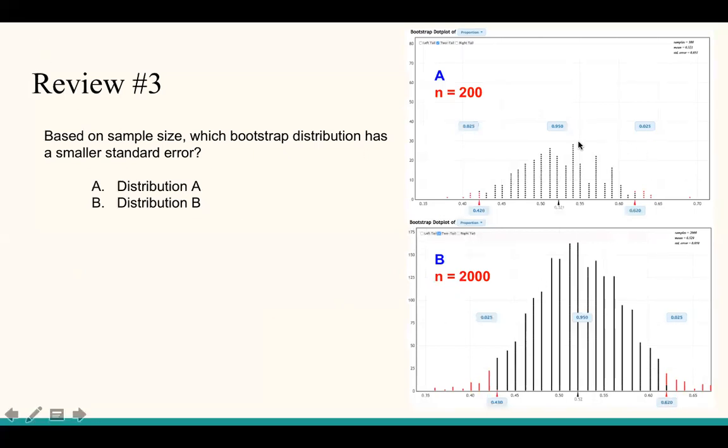Okay, aside from the fact that it says the standard error on the top right corner of the distributions, which I didn't notice until now, B is the right answer because it has a larger sample size. So if you looked at the standard errors, great, but if it wasn't there, you still could have answered the question since there's an inverse relationship between standard error and sample size. So if we're looking for a smaller standard error, we want to be looking for a larger sample size.